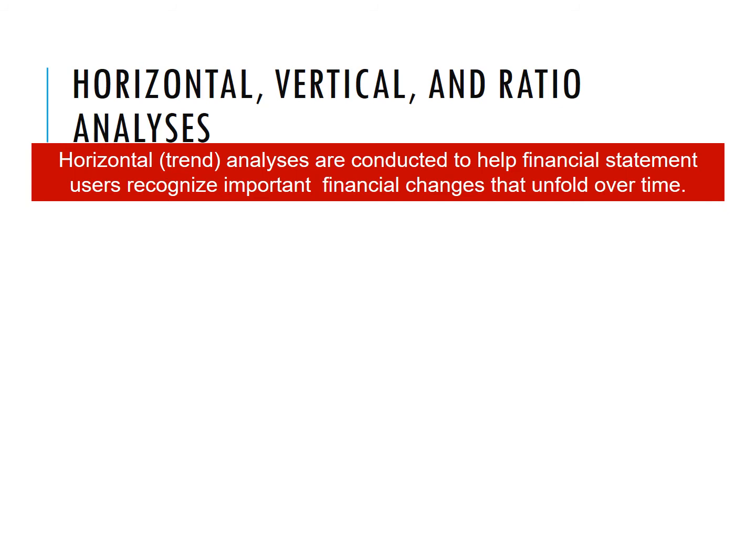Horizontal, vertical, and ratio analysis. Again, horizontal analysis is a trend analysis that's conducted to help financial statement users recognize important financial changes that unfold over time. So, based on what we saw on the earlier slide, I use the term trend analysis, referring to studying the behavior of financial statements over time. And this definition just further helps us understand that we're looking at the changes over time, and that is going to tell us what's happening.